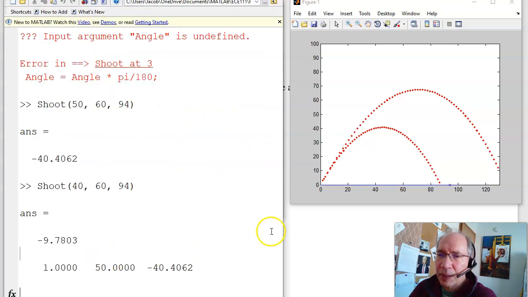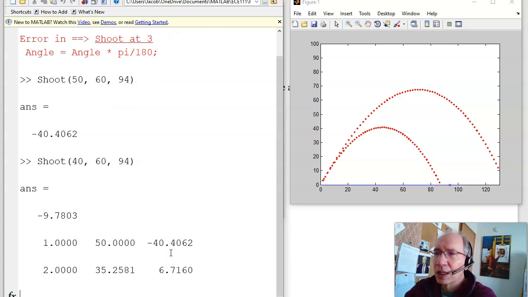In MATLAB, you can see the error. First guess was long by 40 meters. Second guess, I was short by 6.7 meters. Here's my third guess, the third iteration. Just about dead on. That's Newton's method. Very quickly it converges.